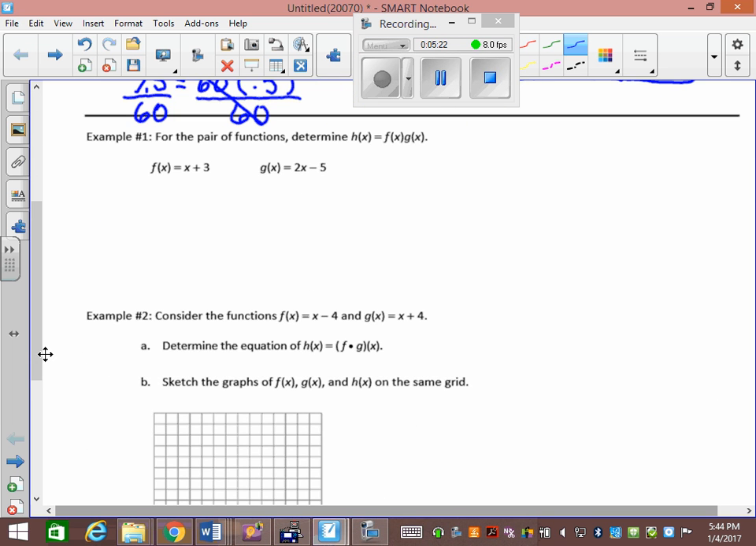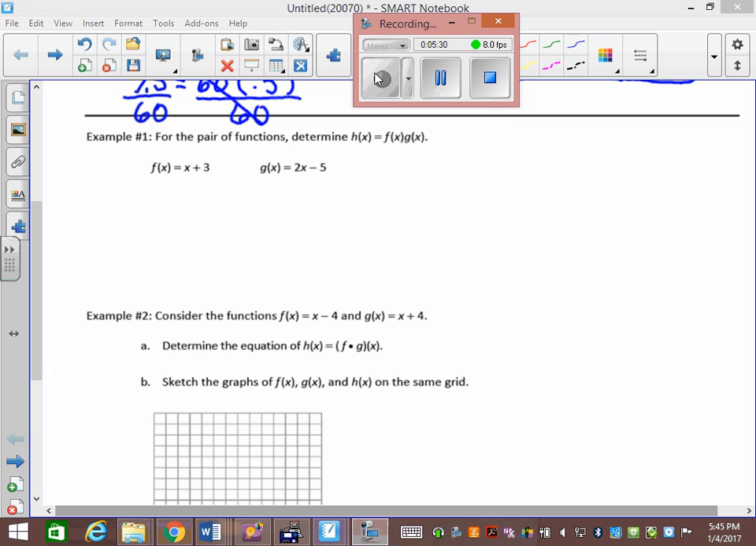So now we're starting product and quotient. Product is always multiplication and quotient is division. So example number 1, for the pair of functions, determine h of x equals f of x times g of x. If they're sitting beside each other like that, that means multiplication. The other way they could be written is h of x equals f closed dot g of x, because an open dot means something different in the next lesson. Now we never leave it like that. Remember, we're going to write it like how that one is, f of x times g of x.